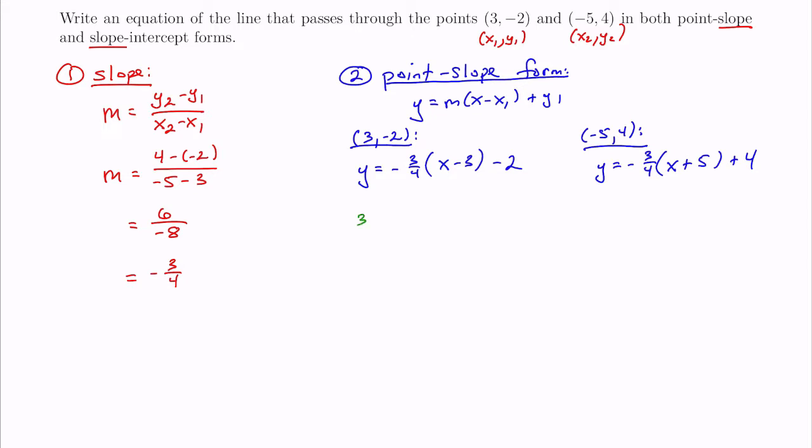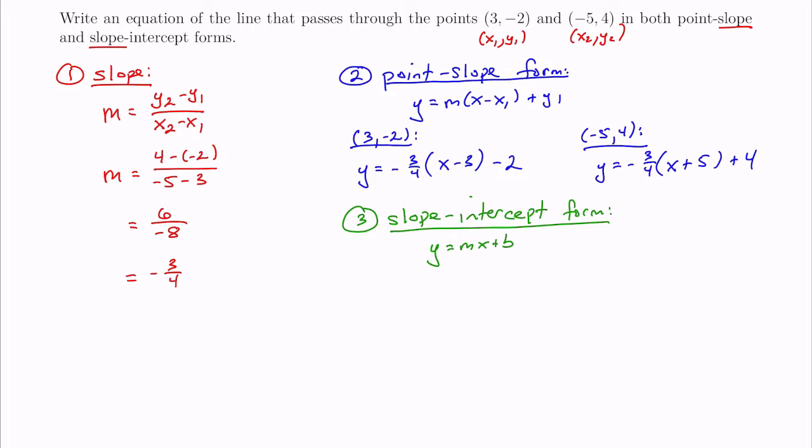To find the slope-intercept form, I'll take one of those point-slope forms and convert it into slope-intercept form. To now come up with the slope-intercept form, which we want to remind ourselves is y equals mx plus b, I will take one of those point-slope forms of the equation and convert it into this y equals mx plus b form. It will never matter which equation you start with, whether you use the one from the point (3, -2), or the one that came from the point (-5, 4).